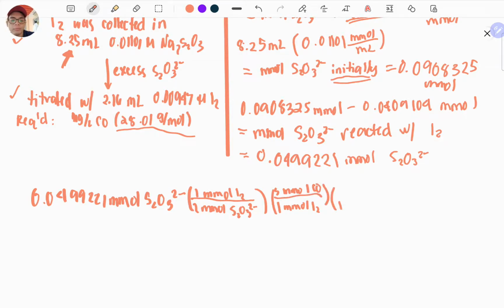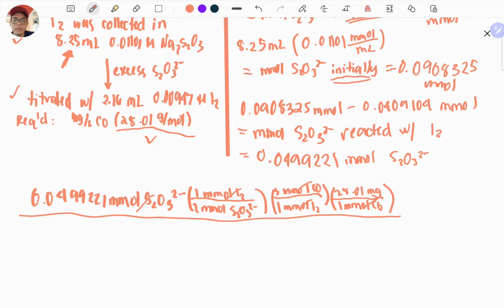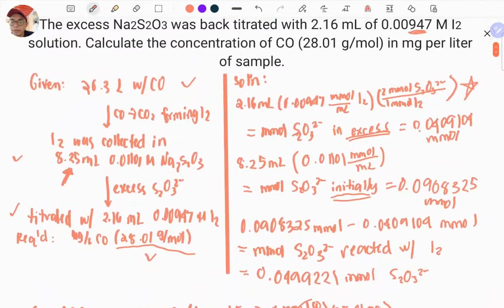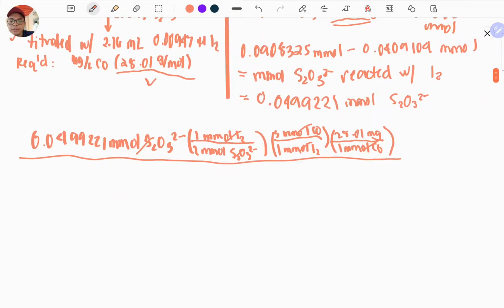And we know that 1 millimole carbon monoxide is 28.01 milligrams. Alright, if I look at this expression, I am left with milligrams of carbon monoxide. Since I need to show milligrams carbon monoxide per liter of sample, I just need to divide by the liter of the sample, which is 20.3 liters.